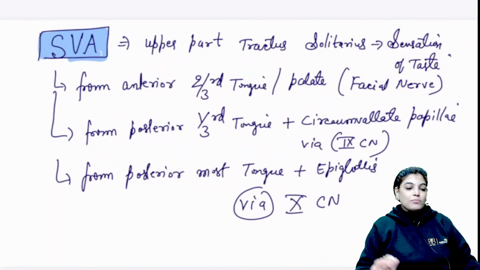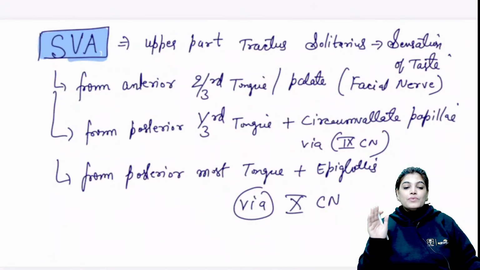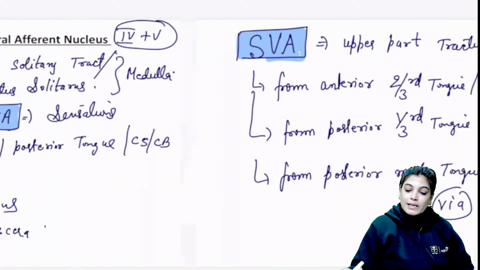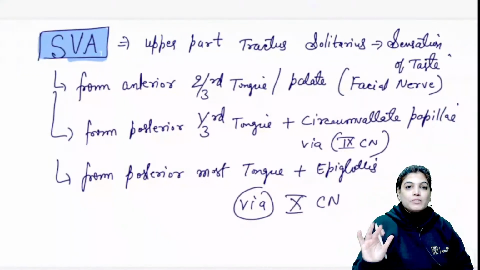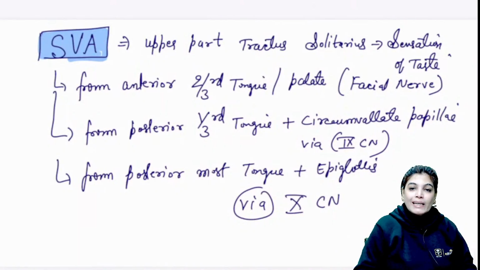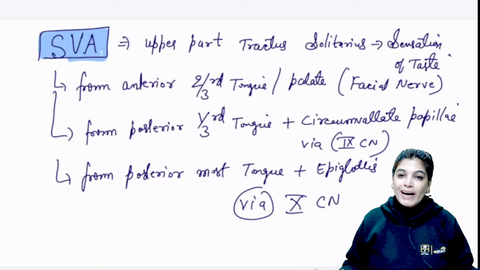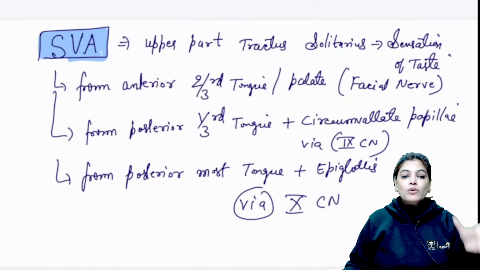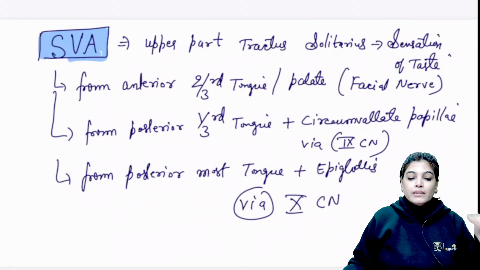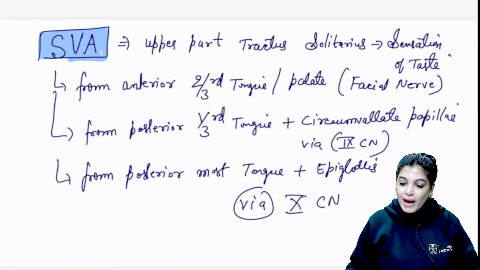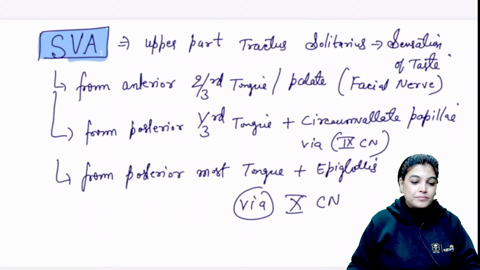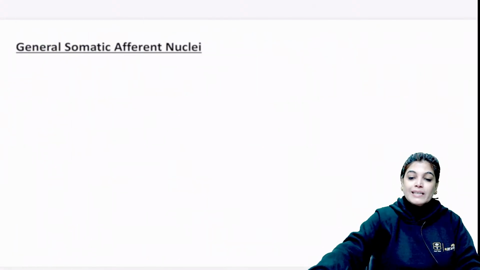So actually that means general visceral afferent and special visceral afferent, both these parts have got one cranial nerve nucleus, that is tractus solitarius, the nucleus of solitary tract. In the elongated nucleus, the upper part receives taste fibers, the lower part is receiving general sensations. Okay. Now we will come to general somatic afferent.